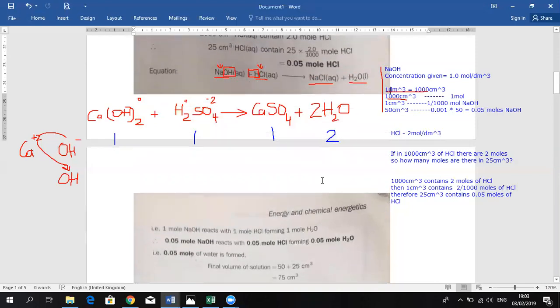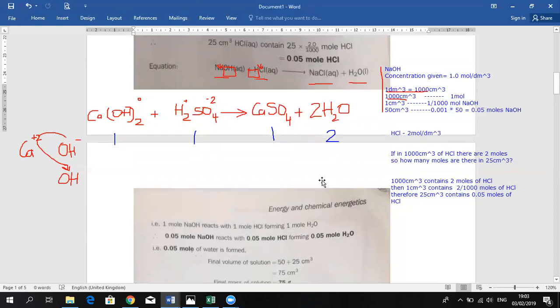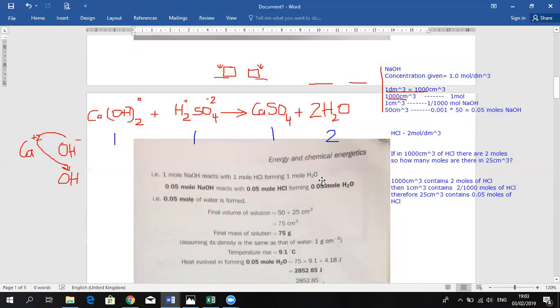Right? So 1 to 1 to 1 to 1. Now they're saying, since we know that that's the ratio, if we're working with 0.05 moles of sodium hydroxide reacting with 0.05 moles of HCl, we're still maintaining that 1 to 1 ratio. So therefore, we're still going to get 0.05 moles of water. That's where the stoichiometry comes in.